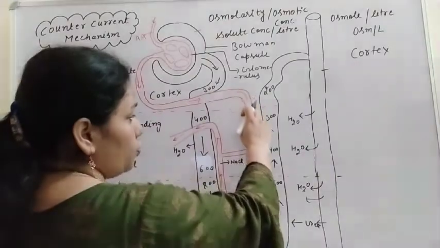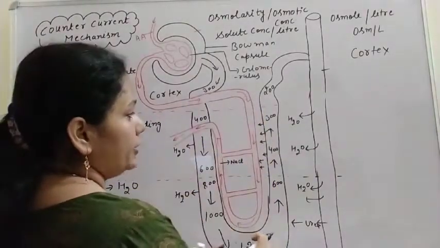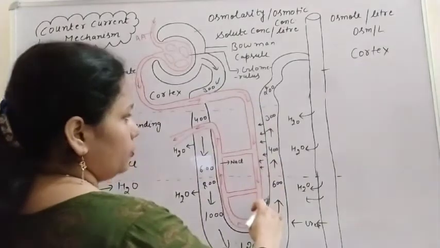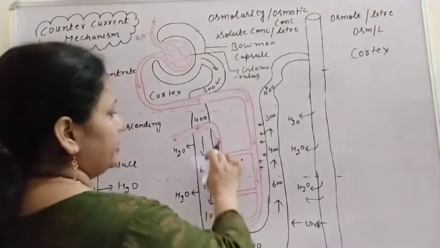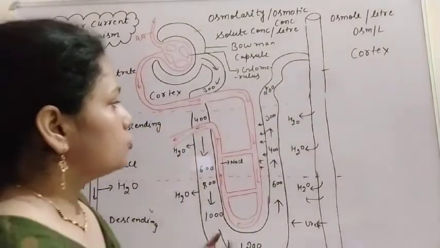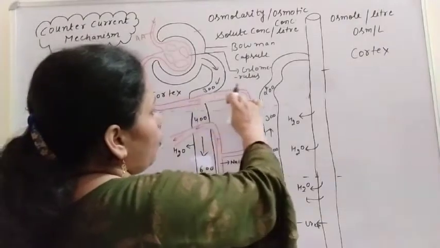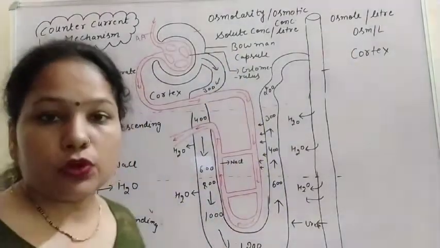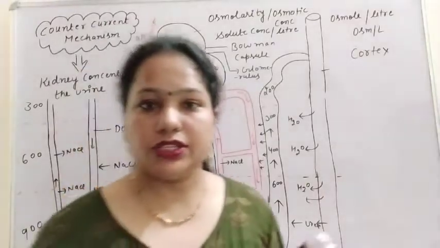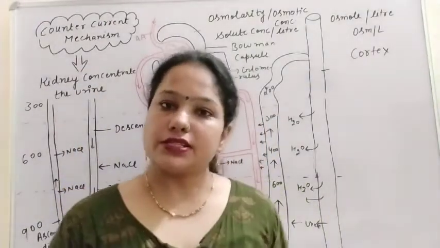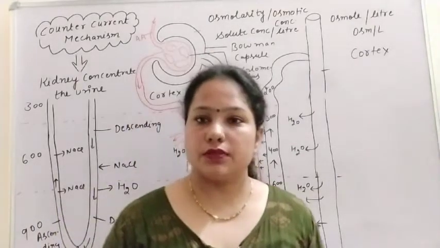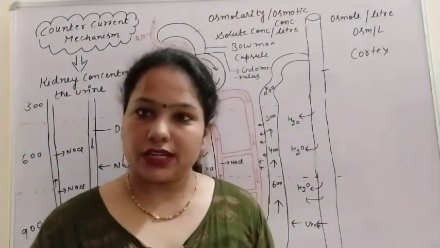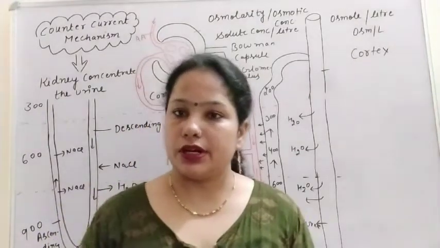This vasa recta also runs parallel to the loop of Henle, meaning it is coiled on the loop of Henle. This is the descending vasa recta, and this is the ascending vasa recta. So you can see here. What we have to remember is that the flow of blood in the vasa recta and the flow of filtrate in the loop of Henle are in opposite directions, in their ascending part and descending part. This mechanism is essential to concentrate the urine in mammals, and so these mechanisms are known as counter current mechanism.